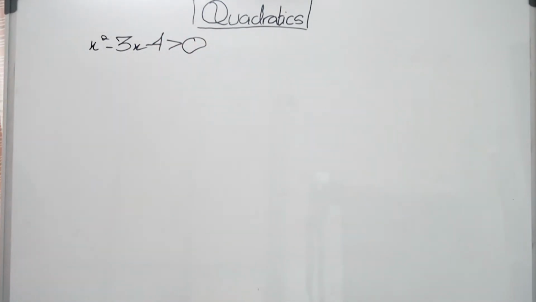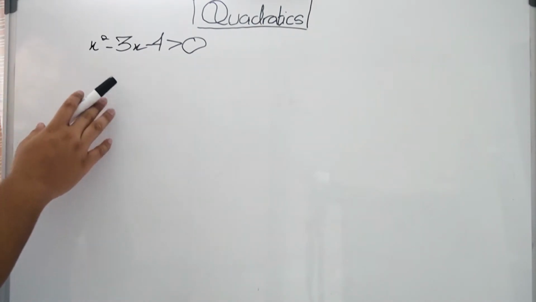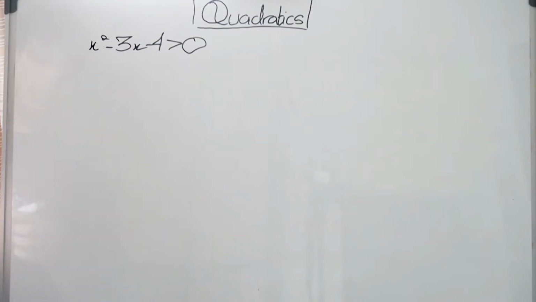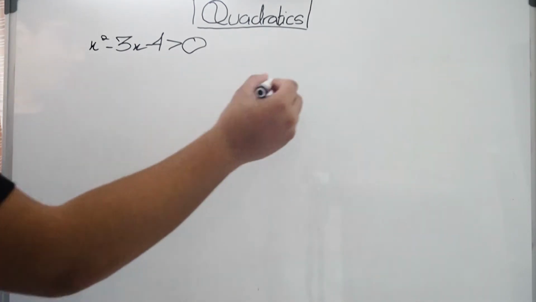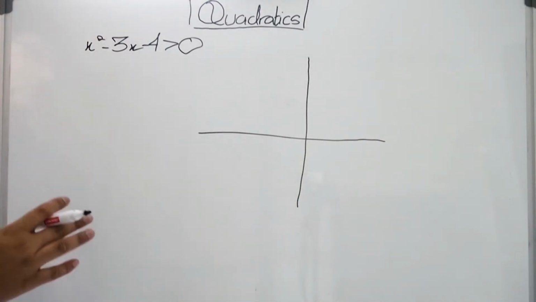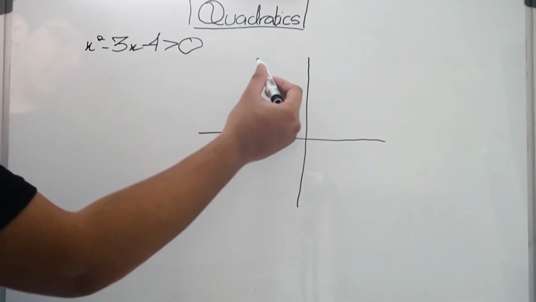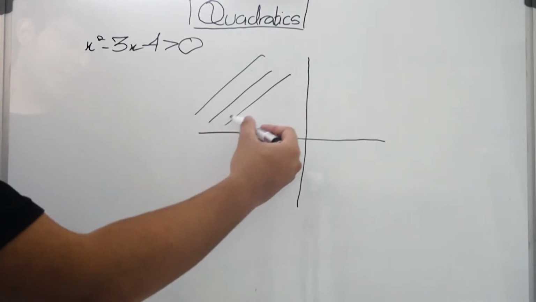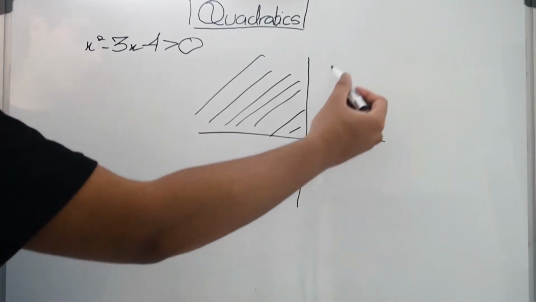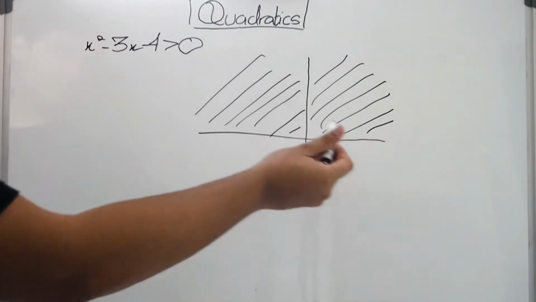Now in this inequality, they are asking you what values of x would mean that y is more than 0. So basically what they're saying is, if there's a graph plotted over here, what values of x will mean that y is above the x-axis. So basically over here, they want to know what values of x will give y as an answer over here.